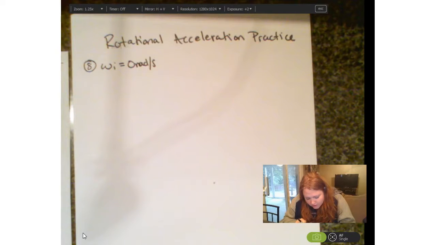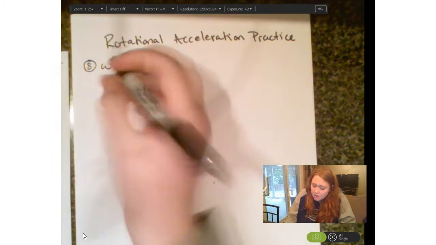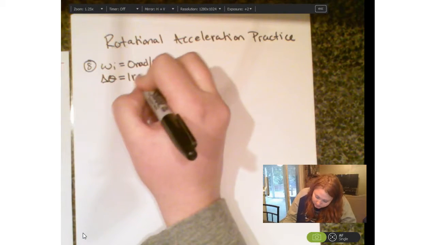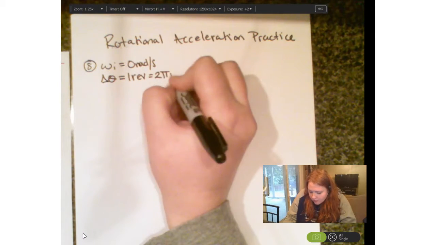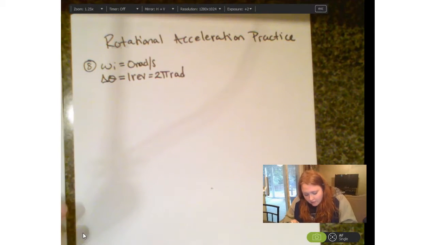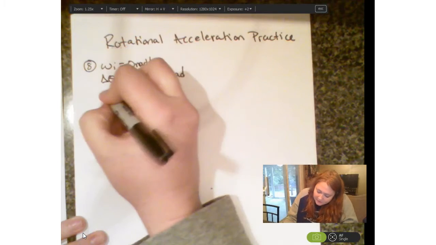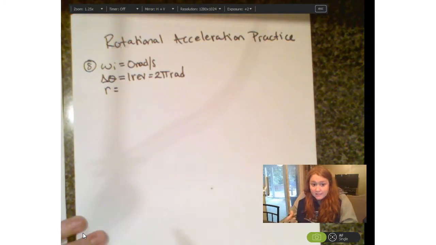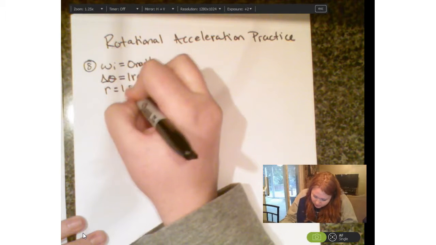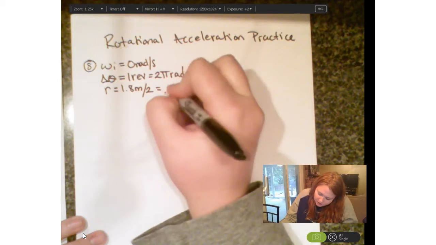Starting from rest, he begins to turn with a constant angular acceleration, releasing the discus after making one complete revolution. So we know our angular displacement is 1 revolution, or that's equal to 2 pi radians, and we want to make sure that we're dealing with radians as we do these problems. The diameter of the circle is 1.8 meters. Now that's only important because the radius pops up in a couple of my equations. So now I can figure out my radius by doing 1.8 meters divided by 2. So my radius is 0.9 meters.